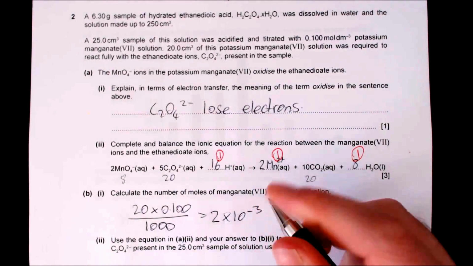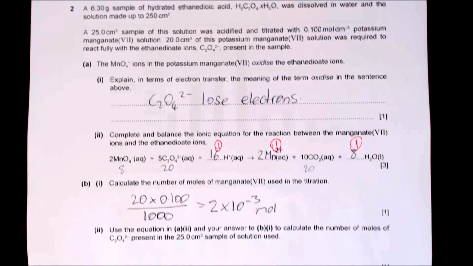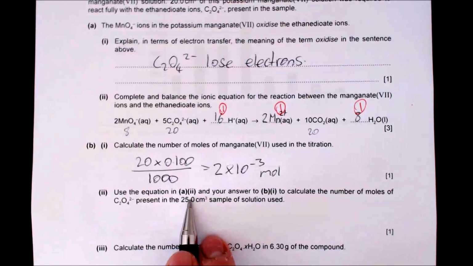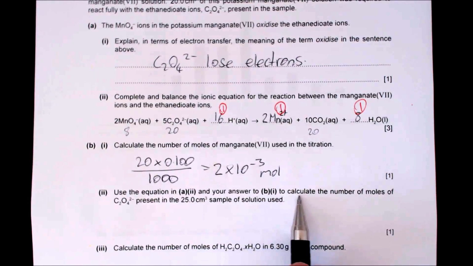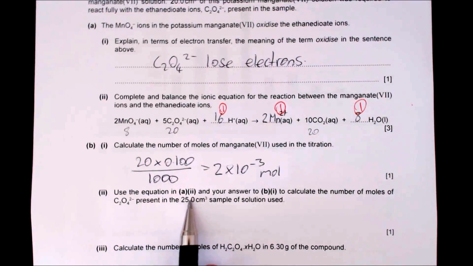Okay, and that's going to be moles. Okay, and then part 2. So part 2 says use the equation in A part 2 and your answer to B part 1 to calculate the number of moles of C2O4 2- present in the 25 cm³ sample of the solution used.